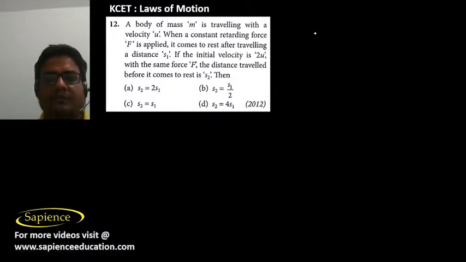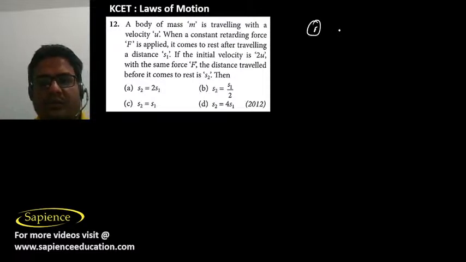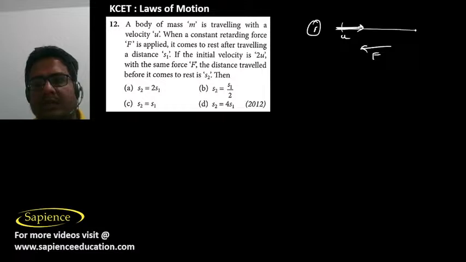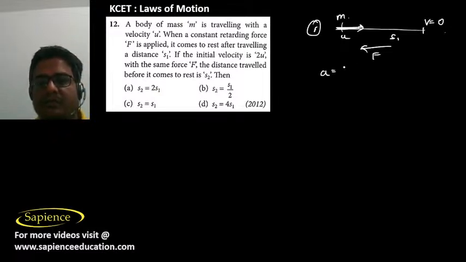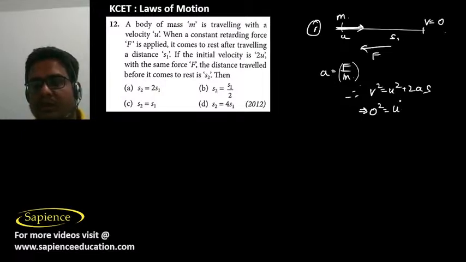Okay, so let's do it from the beginning. The initial velocity is u and the retarding force is f, and it travels a distance s1 before it stops. Its mass is m, so the retarding force is f and the retardation is f by m. Therefore v square equal to u square plus 2as, so 0 square will be equal to u square minus 2f by m into s1. So s1 will be equal to mu square by 2f.